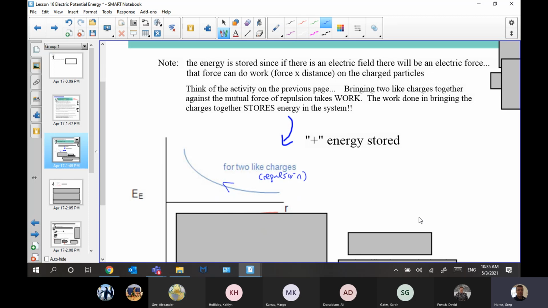So that's positive energy stored. But notice the idea of going out to infinity eventually. At infinity, the energy equals 0.